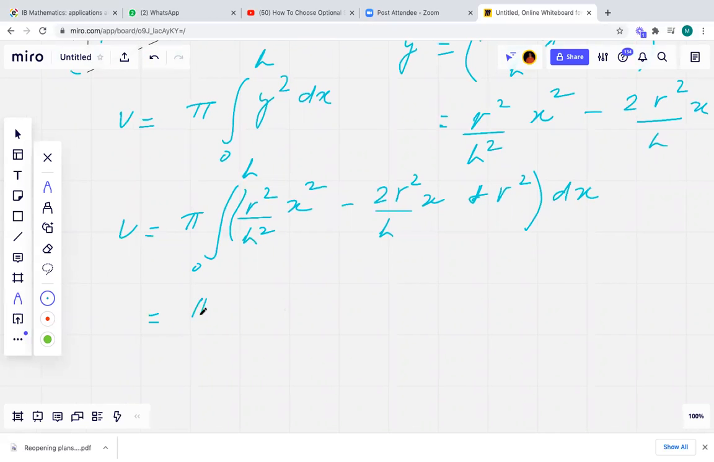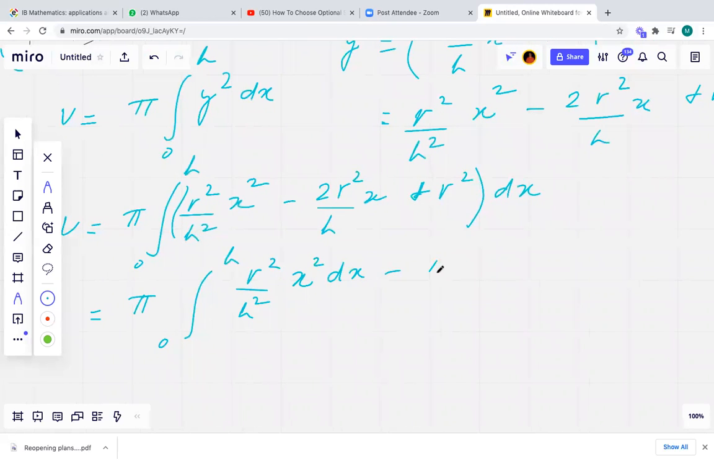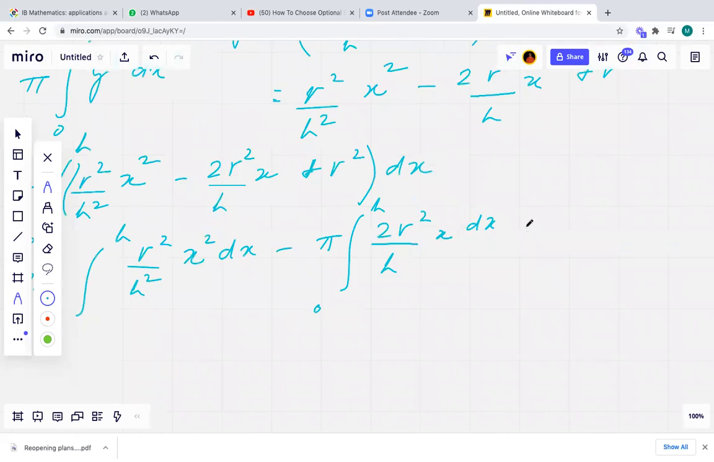That is equal to pi times integral 0 to h of r square upon h square x square dx, minus again pi times 2 r square upon h x dx, again 0 to h, plus pi times r square dx. Is this correct?